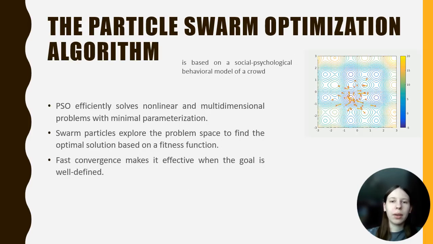The particle swarm optimization algorithm is based on a social psychological behavioral model of a crowd. This algorithm is capable of solving non-linear and multi-dimensional problems, typically achieving good solutions very quickly, while requiring minimal parameterization.